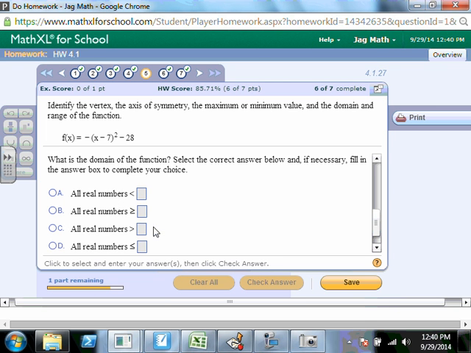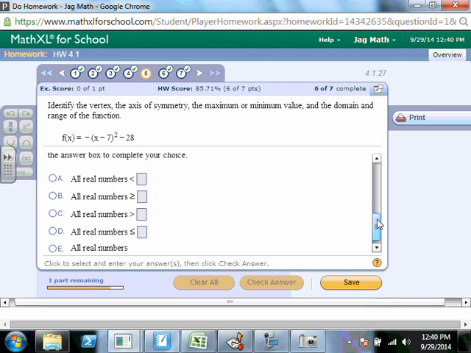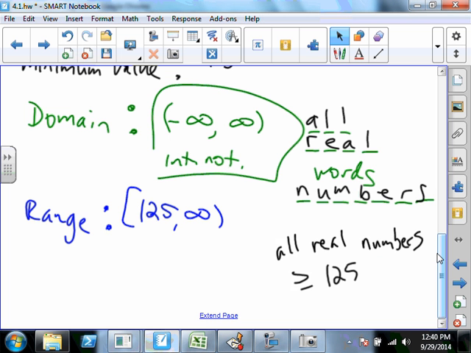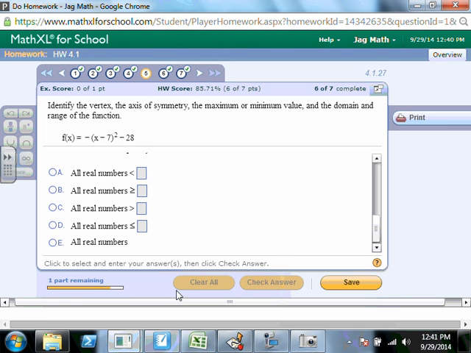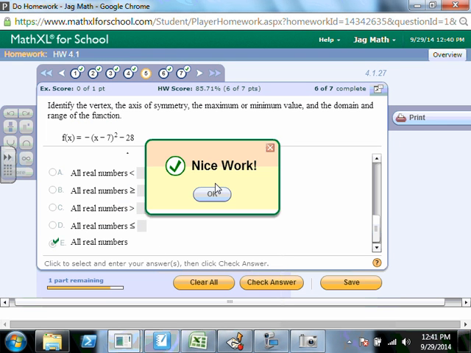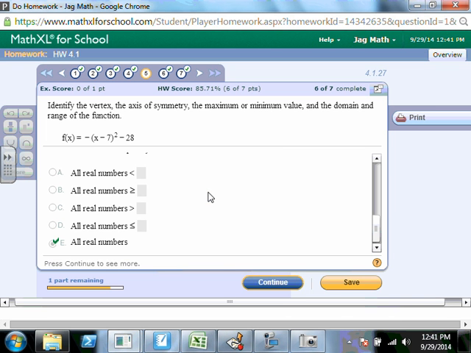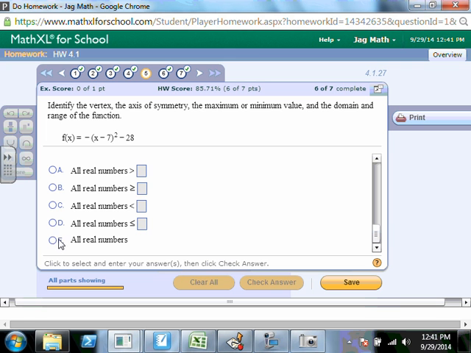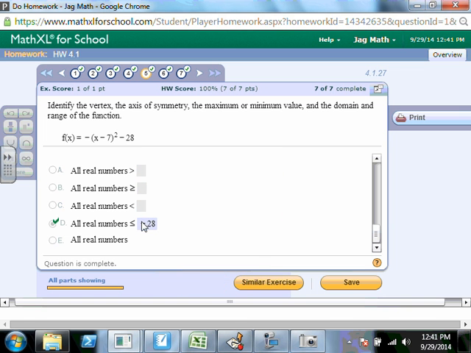And what's the domain? The domain is always going to be the same. It's always going to be all real numbers. In the range, this one had a max, so the range is going to be all real numbers less than or equal to the max, which was -28. Okay. So that's the Math Excel homework. Hopefully you'll be able to wrap that up tonight if you try it. Should be easy.